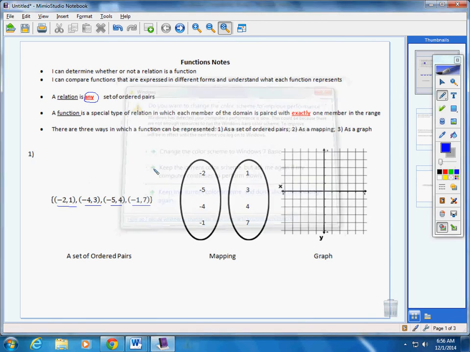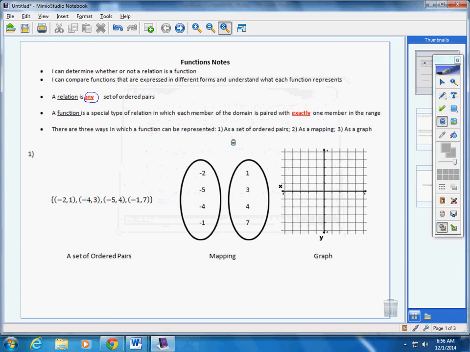Okay, let's continue. A function is just a special type of relation in which each member of your domain is paired with exactly one member in the range. What the heck does that mean? Well, your domain, those are your x values. Your domain is the name of the group of all your x values, and the range is your set of y values.